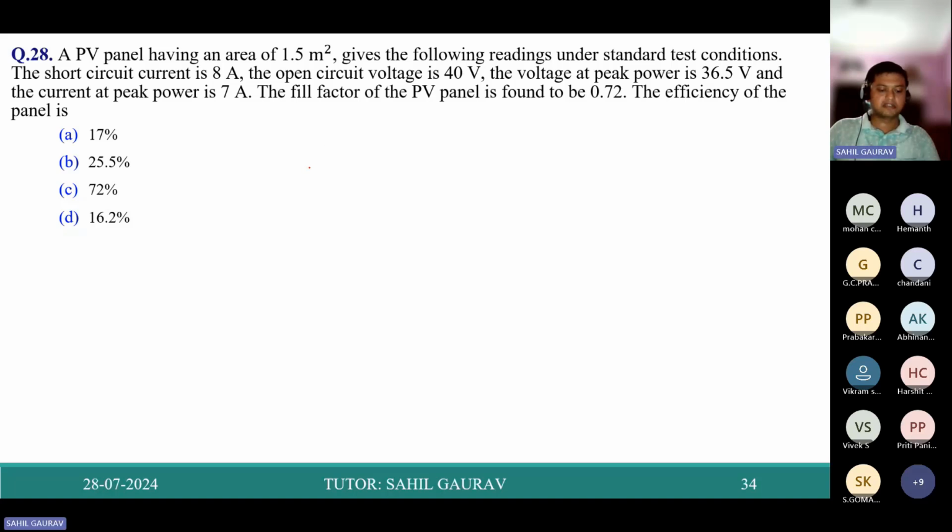The maximum power we can find first: VMP into IMP. VMP is given as voltage at peak power, 36.5 volt, and IMP is given as 7 ampere. So you will get it as 255.5 watt.